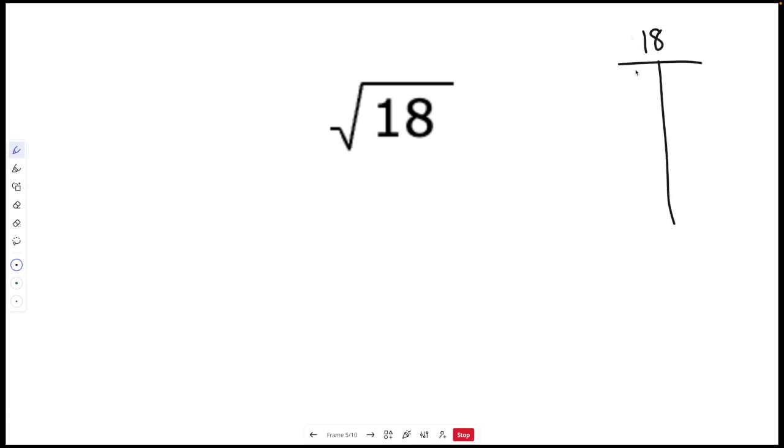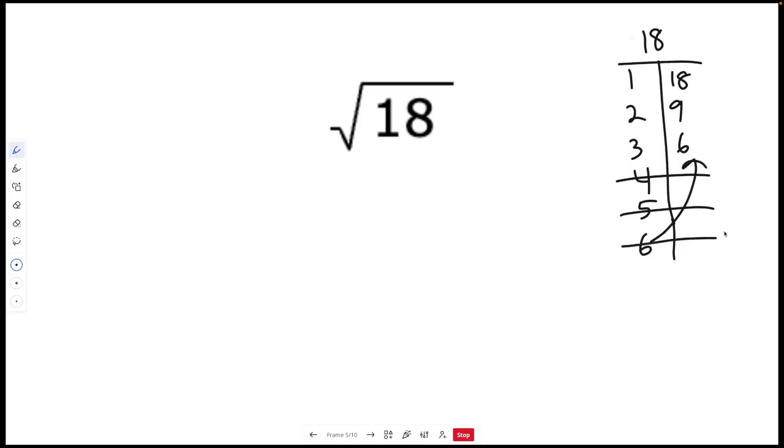My favorite way to teach factors is to make the list. So you go 1 and 18, 2 and 9, 3 and 6. 4 gives you a decimal. 5 gives you a decimal. 6 is already on the list, and so now we're just repeating. So these are all the factors of 18, and now you need to look at your list that you have here. Okay, here's your list, and you say which of those numbers is a perfect square?